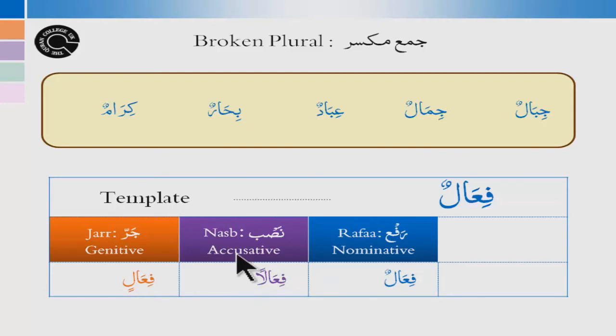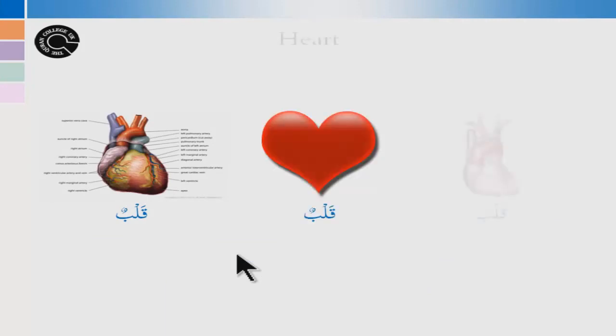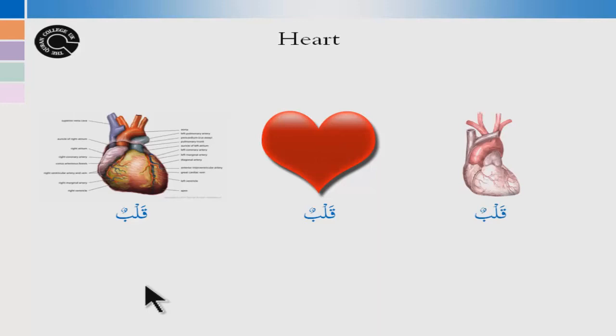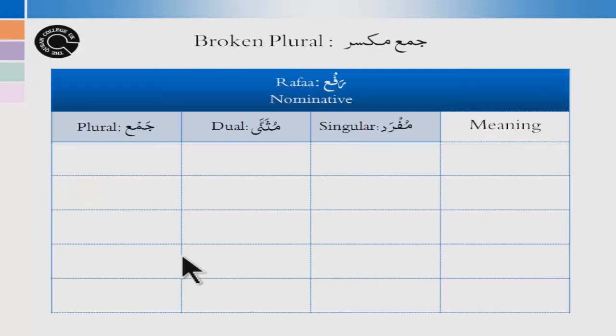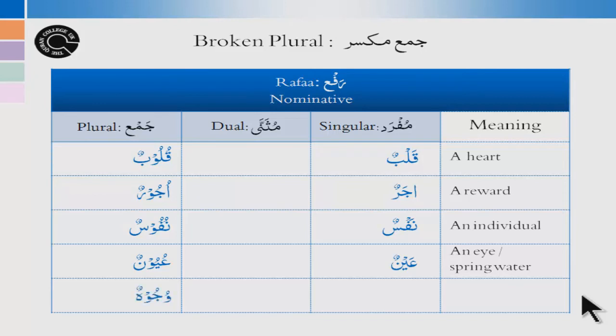Now let's jump into the vocabulary section and bring some words. Qalbun, qalbun. And let's make some broken plurals of these kinds of words. First, qulubun is the broken plural of qalbun. Ujurun is the broken plural of ajrun. Nufusun is the broken plural of nafsun. Uyunun is the broken plural of aynun. And lastly, wujuhun is the broken plural of wajhun.